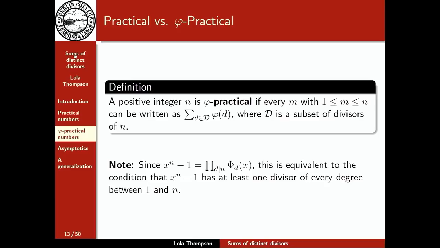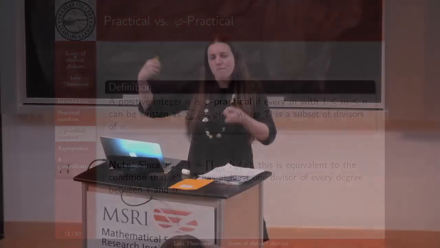In particular, since we can write x^n - 1 as a product of cyclotomic polynomials, phi sub d, where the d's divide n, and since the dth cyclotomic polynomial has degree little phi of d, the Euler phi function, then trying to determine if we can make every possible degree between 1 and n by multiplying together cyclotomic polynomials is equivalent to asking, can we write every number between 1 and n as a sum of phi of d's, where the d's come from the divisors of n?